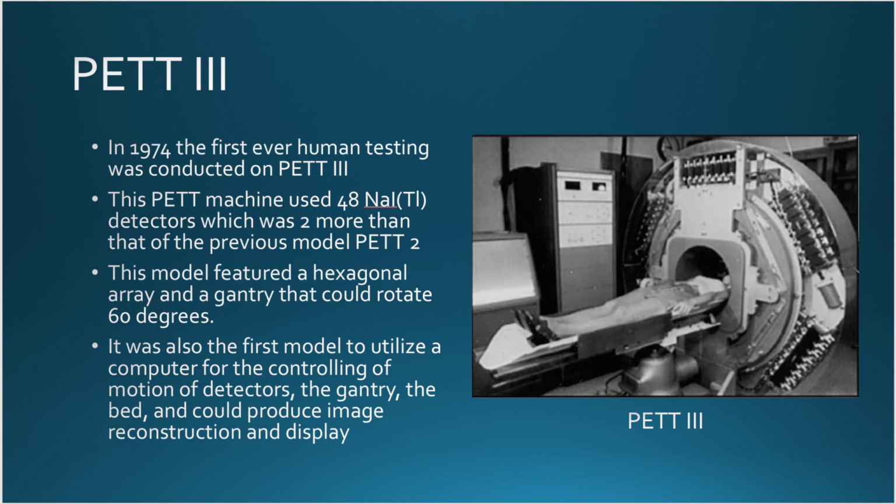It was also the first model to use a computer for the controlling of the motion detectors for the gamma rays, the gantry, the bed, and it could produce image reconstruction and display all on the computer attached to it. This essentially meant that they started the process of automating everything needed for a PET scanner.